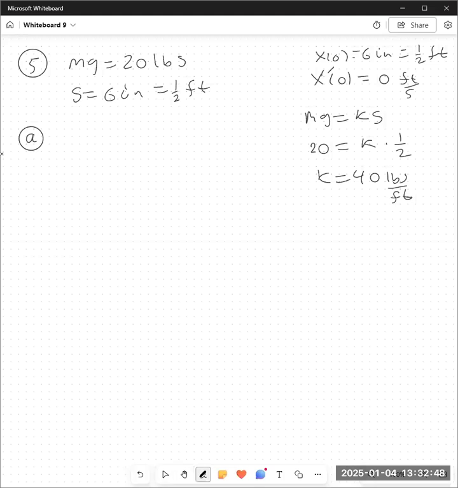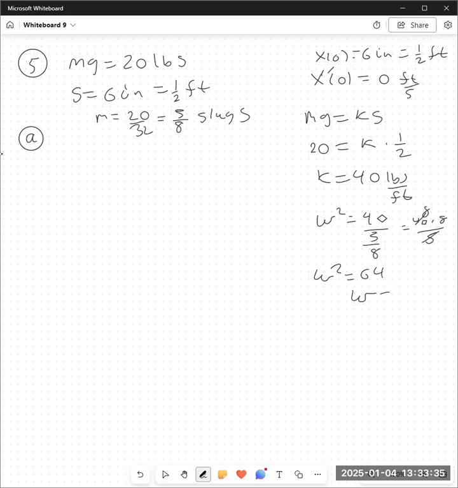So now I have omega squared is equal to k over m. m is 20 over 32, which divided by 4 is 5 over 8. This is slugs. So this is 40 times 8 over 5. 5 goes into 40 8 times. Omega squared is 64, so omega is equal to 8 here. So my x of t is equal to C1 cosine of 8t plus C2 sine of 8t.